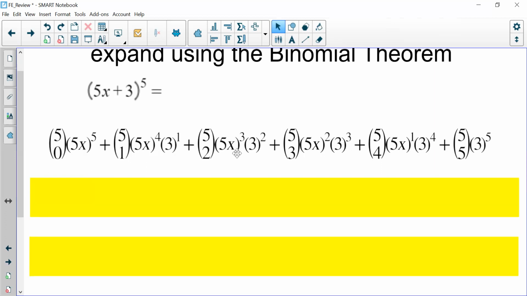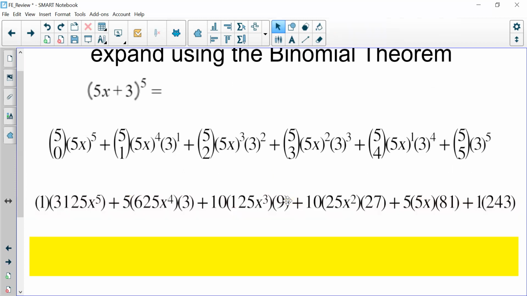And now it's a matter of evaluating. You have 6 terms. Do not make more than 6 or less than 6. You have 6 terms, which means you're going to have 1, 2, 3, 4, 5 plus signs in your final answer. So 5 choose 0, you're going on your calculator, that's 1. 5 to the 5th is 3,125. And of course, x to the 5th is x to the 5th. And you just continue evaluating each chunk.